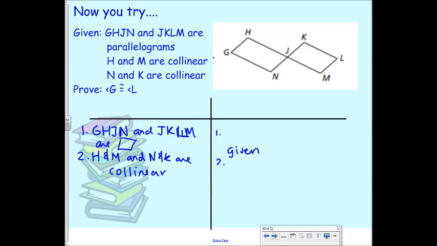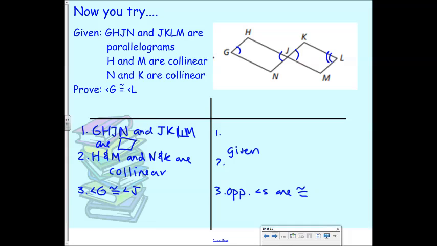I'm trying to prove that angle G right here and angle L right here are congruent. Okay, so the first thing I want to do, since I know I want to prove those, is I can say that angle G is congruent to angle J, because they are opposite angles, and opposite angles in a parallelogram must be congruent. So opposite angles are congruent. That also goes for angle J and angle L.